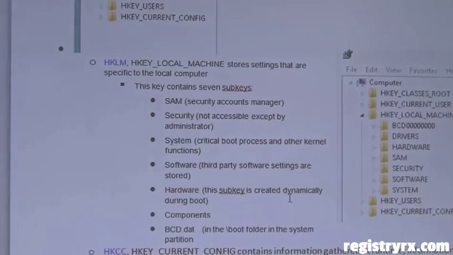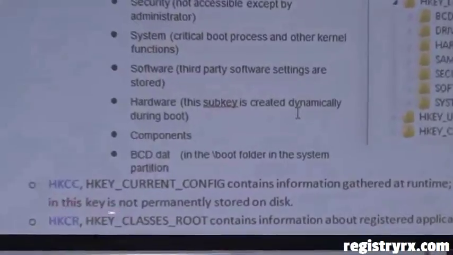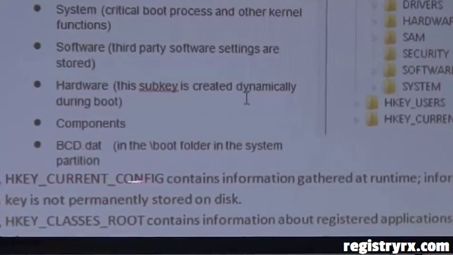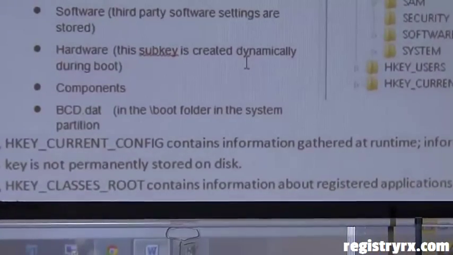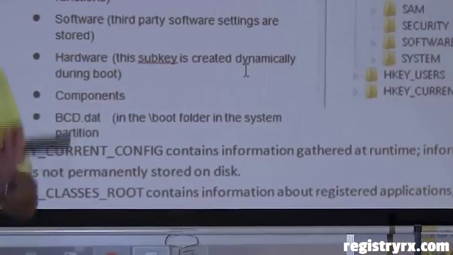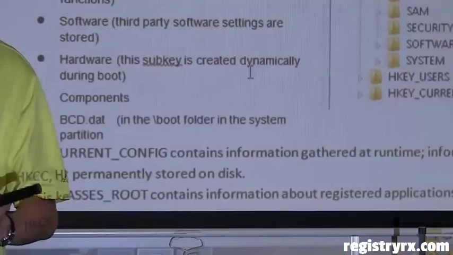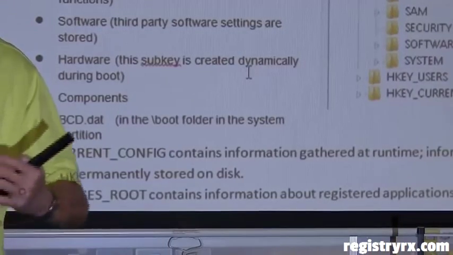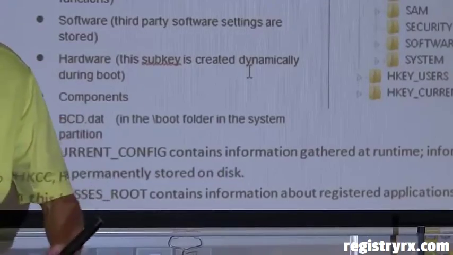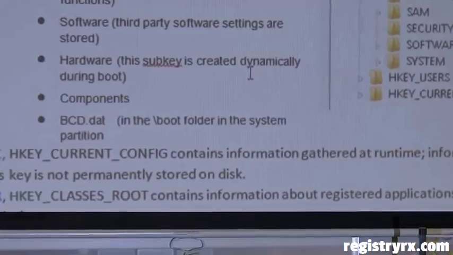HKey current config. This is information gathered at runtime. This key is never permanently stored on your disk. In other words, as you boot up, your BIOS begins to collect information about your hardware. It passes it on to the kernel as it's beginning to load. You run plug and play enumeration. It begins to discover all your hardware, drivers, load drivers. This key is built on the fly every time you boot.